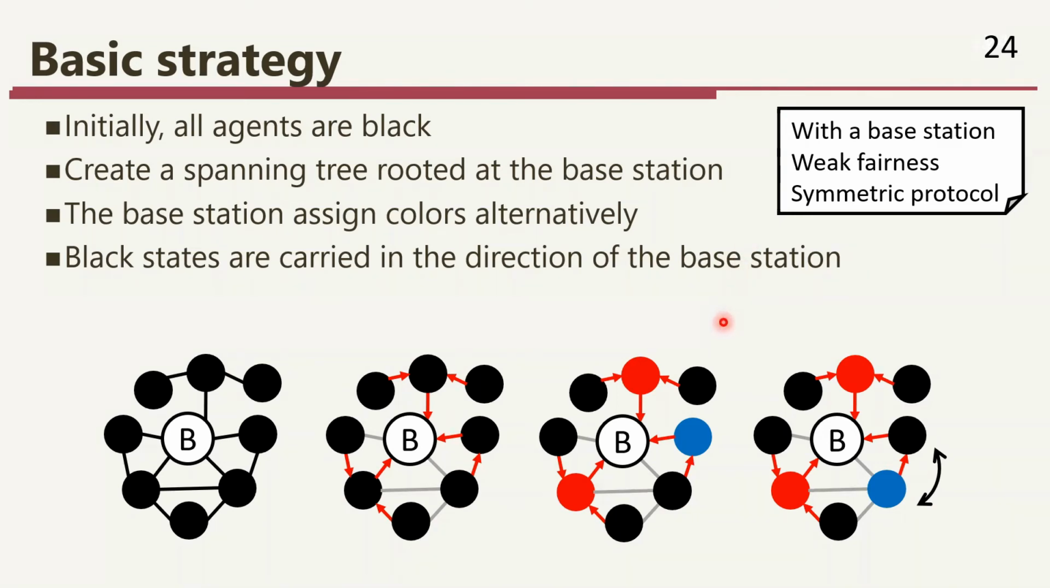Since the base station can assign a color only to neighbor agents, black states are carried in the direction of the base station. Eventually, all black states are assigned red or blue. In this way, the protocol works even under weak fairness. This is because, since there is a direction to the base station, all black states can be carried in the direction of the base station, and then all agents can get red or blue.